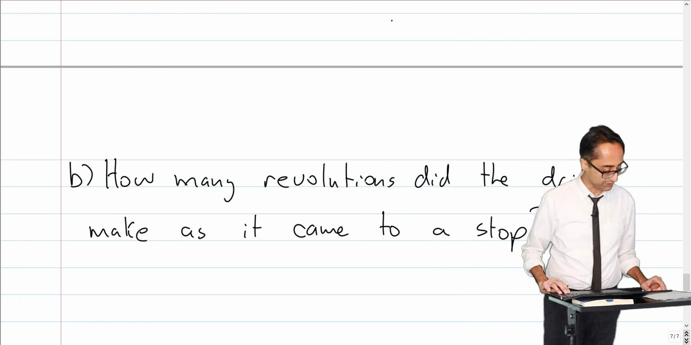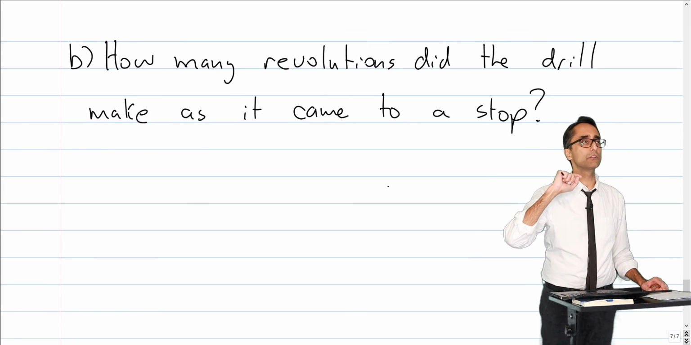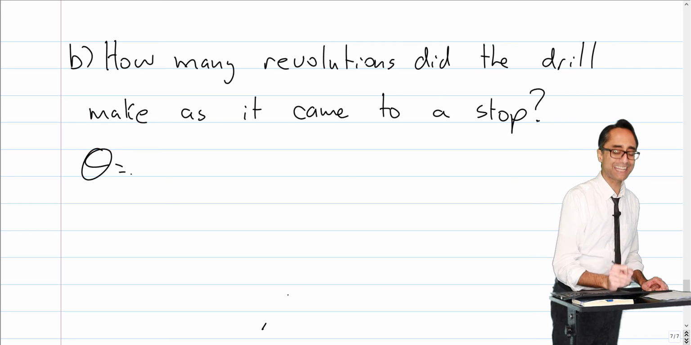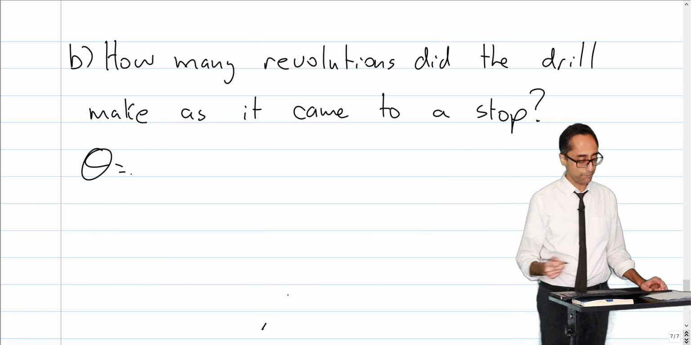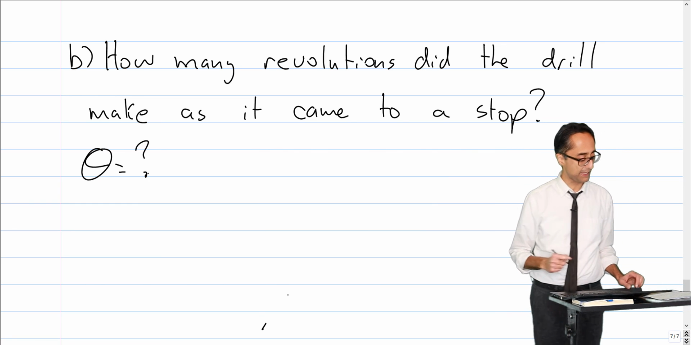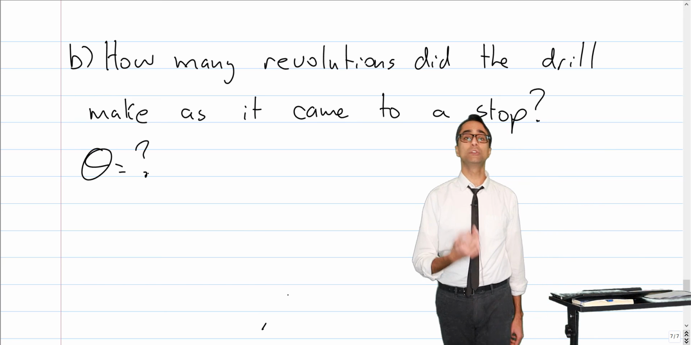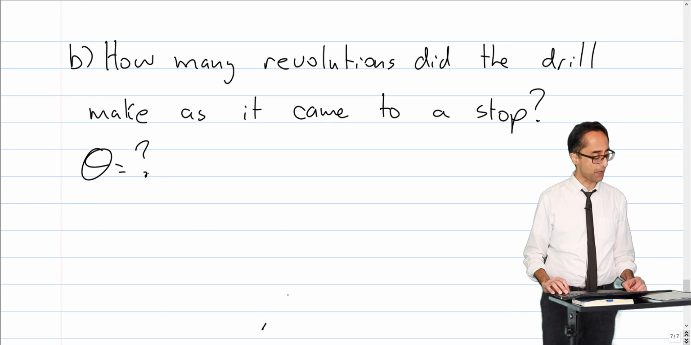What are we looking for in this problem? Even though it doesn't ask for angular displacement, it wants to know how many revolutions. That is an angular distance, or an angular displacement. And so you're looking for theta. You want to know what theta is. We'll eventually have to put it into the units of revolutions, but for now, let's find theta.